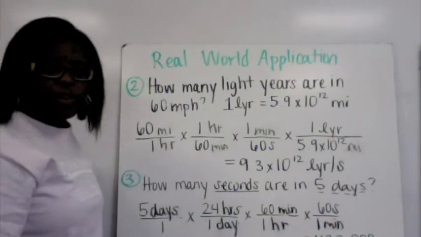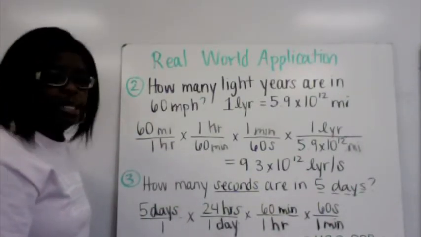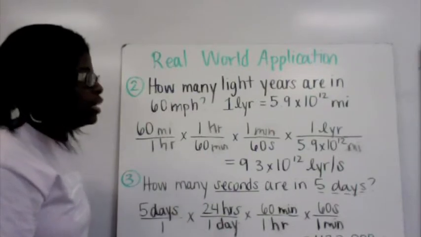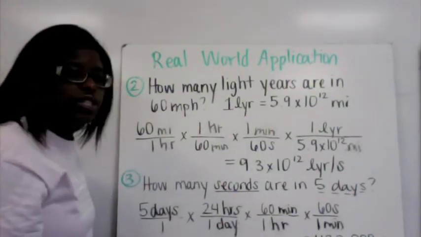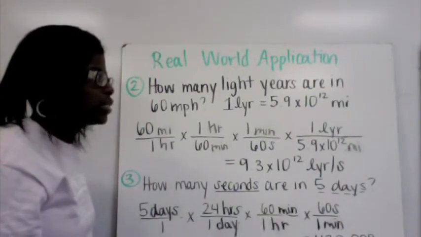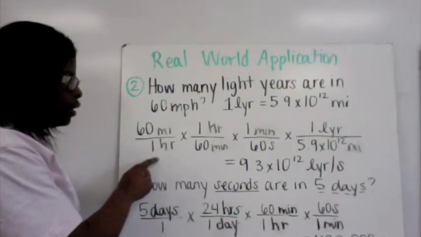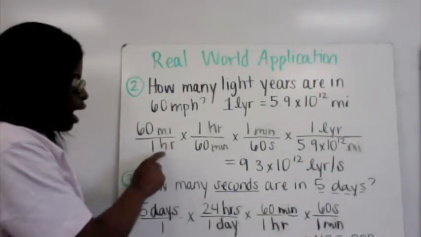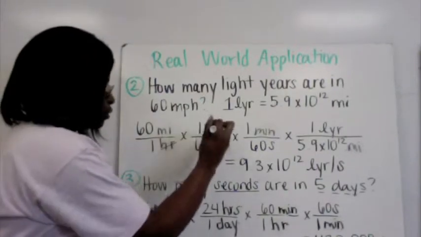Two more problems of real-world application. And the next problem, how many light years are in 60 miles per hour? So 1 light year is equivalent to 5.9 times 10 to the 12th miles. So 60 miles over 1 hour. We need to get rid of our hour here. So 1 hour has 60 minutes. So hours are going to cancel.